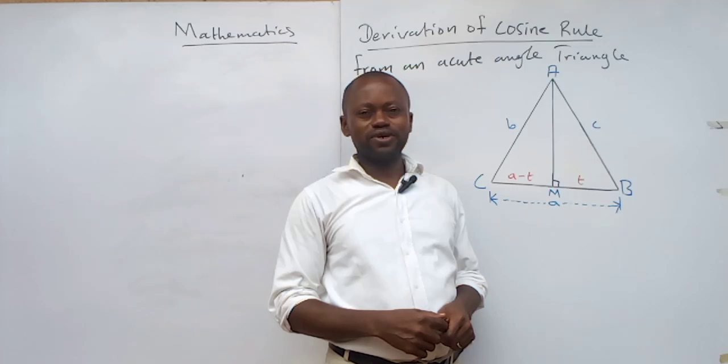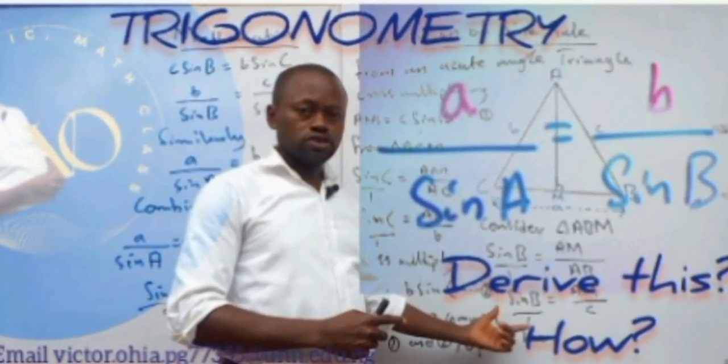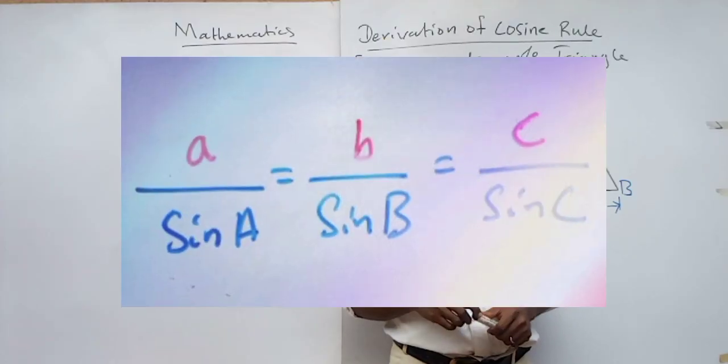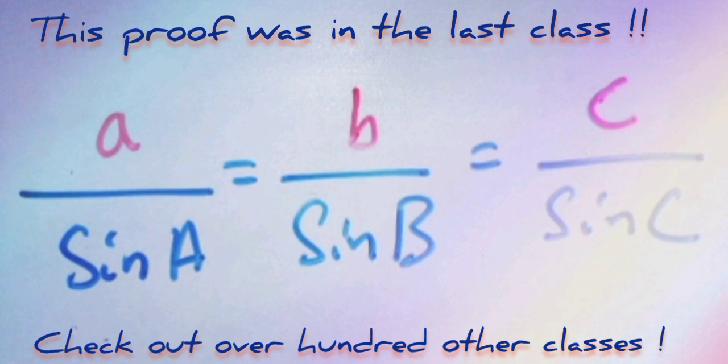My name is Victor Digomore, and in this class, we are going to be looking at the derivation of the cosine rule. Remember, in the last class, we looked at how to derive the sine rule, and after this class, we are going to start looking at their applications.